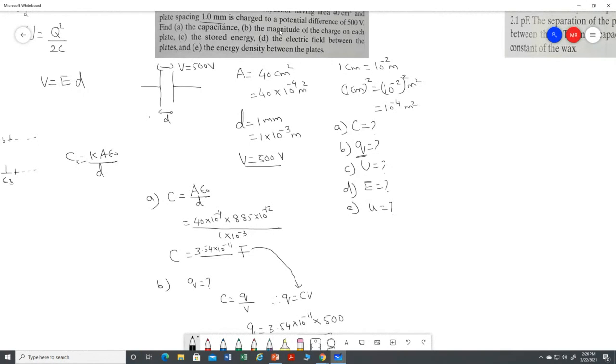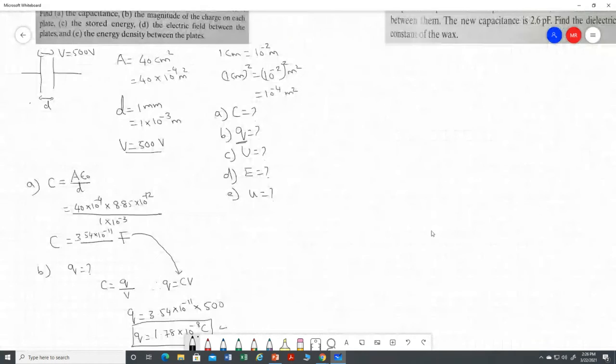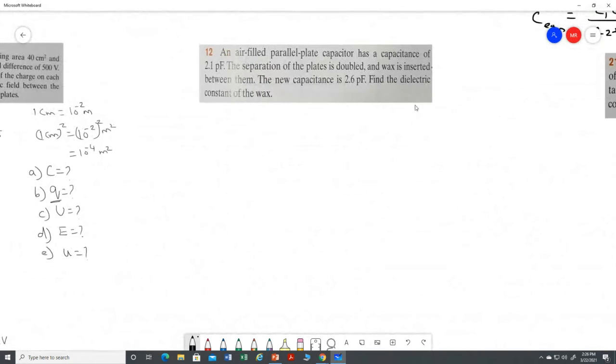Okay. Clear? Yes. Now let's come to this one. What is given here? An air-filled parallel plate capacitor has the capacitance value of 2.1 picofarad. So they clearly mentioned the capacitance value. My dear, please listen carefully. You have the capacitor, and this capacitor has the capacitance value. What is the value, my dear? 2.1 picofarad. What is the meaning of pico? 10 to the power of minus 12.